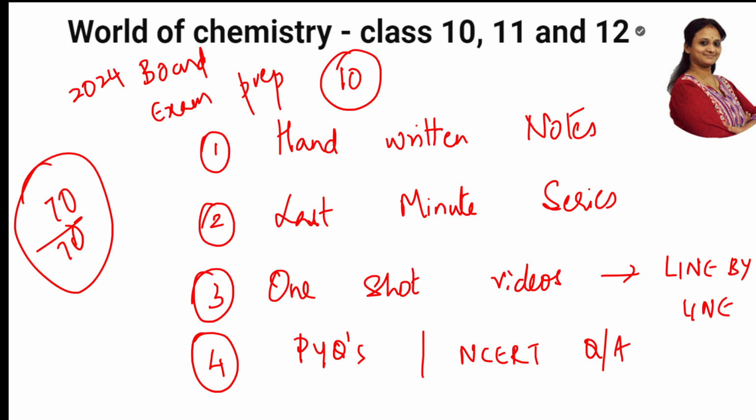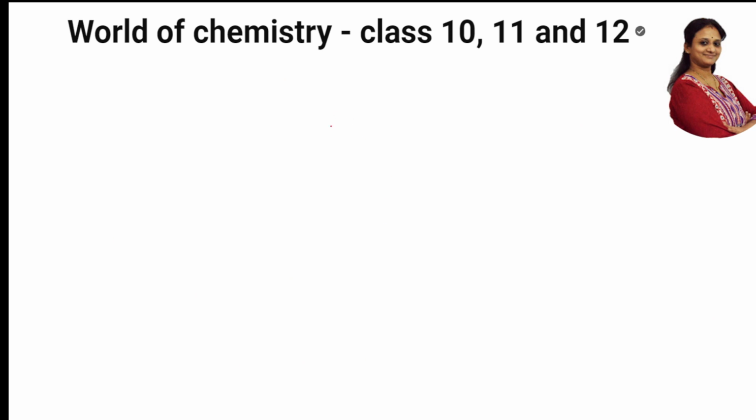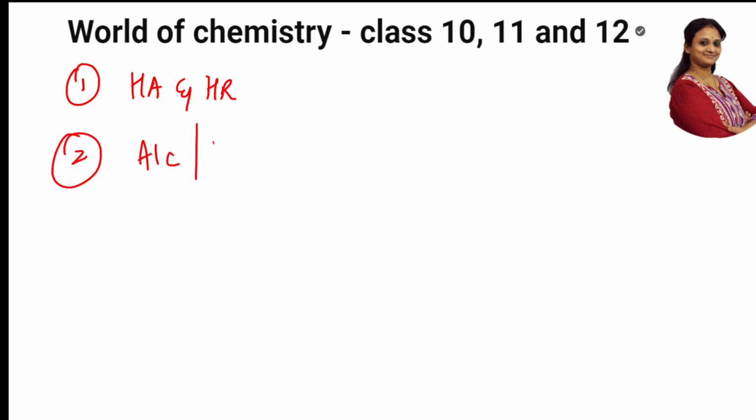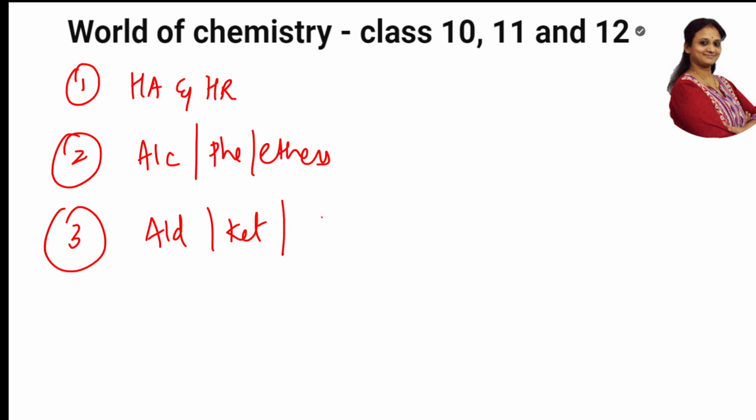Alright, let us not waste time. Let's start. So how many chapters do you have for the board exam? In organic chemistry, you have haloalkanes and haloarenes. Then you have alcohols, phenols, and ethers. Then you have aldehydes, ketones, and carboxylic acids. Then you have your biomolecules.